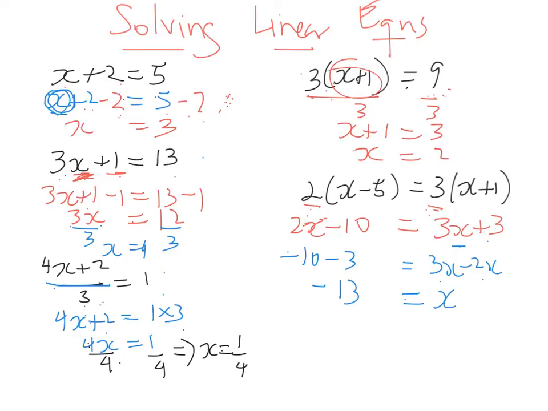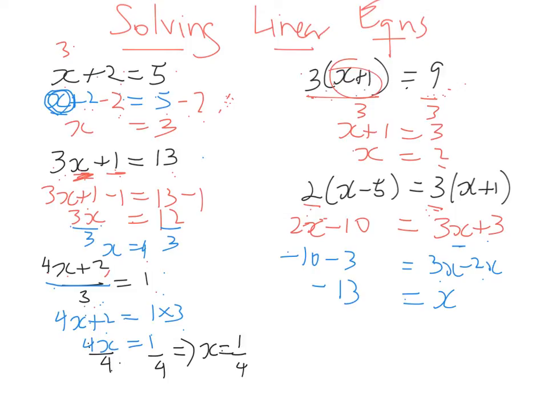And of course, we can check these by substituting our values of x into the original equation. So over here, we substitute 3, then it becomes 3 plus 2 gives us 5. Over here, we're saying x equals 4. 3 times 4 is 12, plus 1 is 13. Over here at a quarter, 4 times a quarter is 1, plus 2 is 3, divided by 3 is 1. We're saying we've got 2 here. 2 plus 1 is 3.